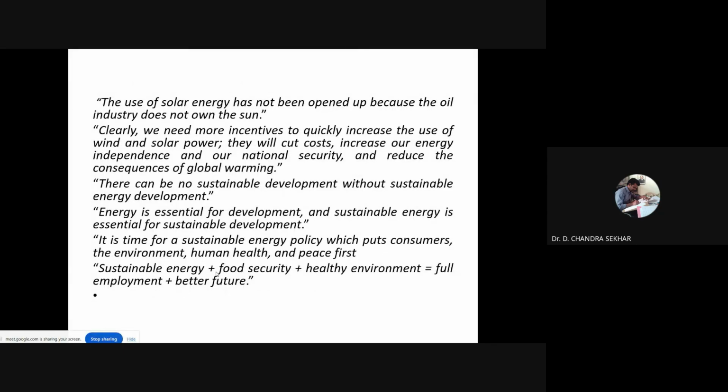The use of solar energy has not been opened up because the oil industry does not own the sun. Clearly, we need more incentives to quickly increase the use of wind and solar power. They will cut costs, increase our energy independence and our national security, and reduce the consequences of global warming.